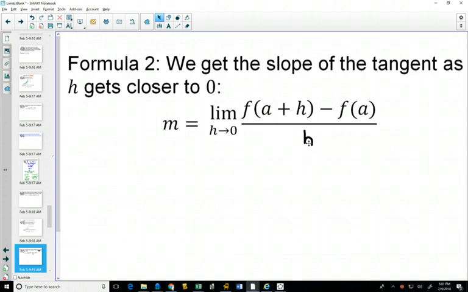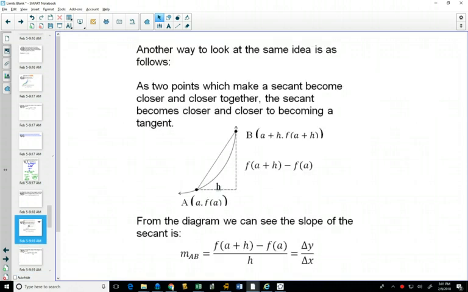Same idea as before. We want to take this diagram, we want to move point B along here so h gets smaller and smaller, and the limit as it gets closer and closer to 0 will be the slope of that tangent line.